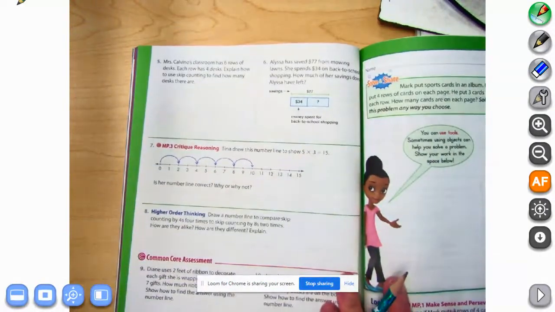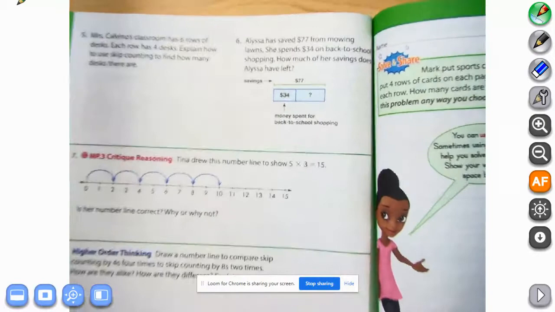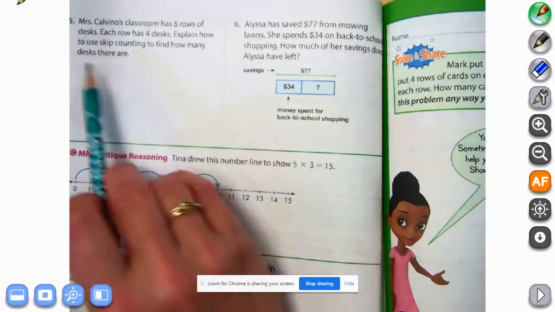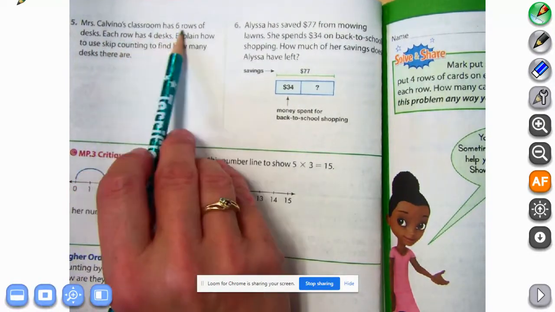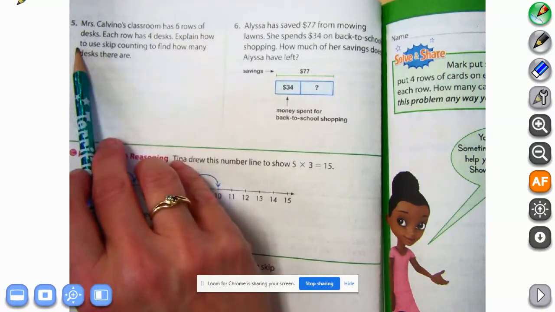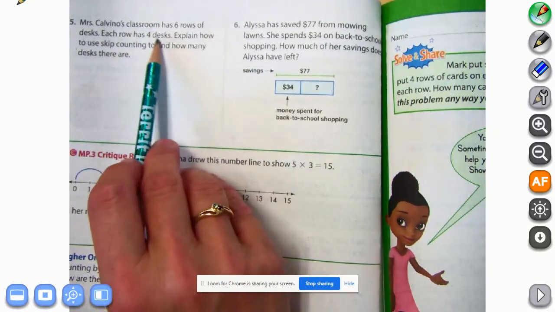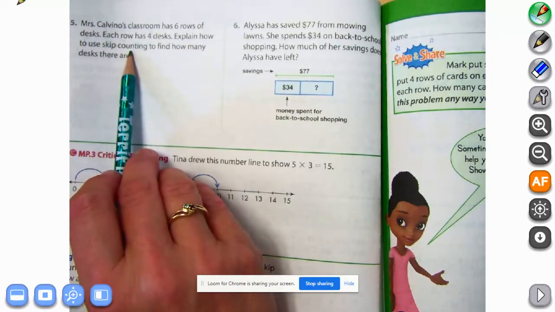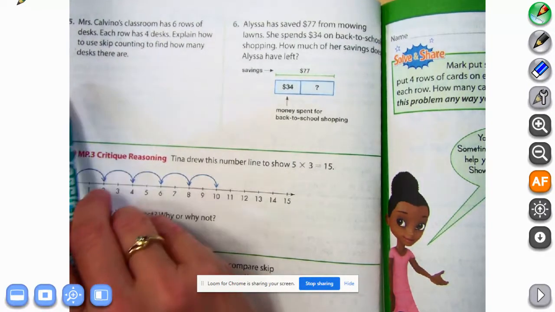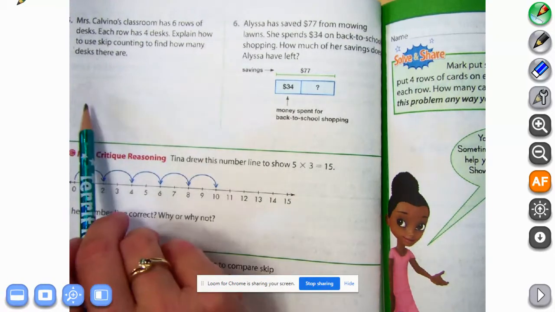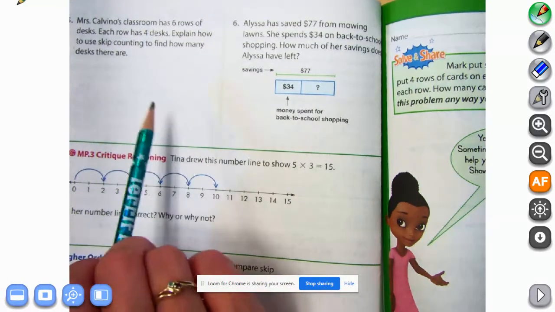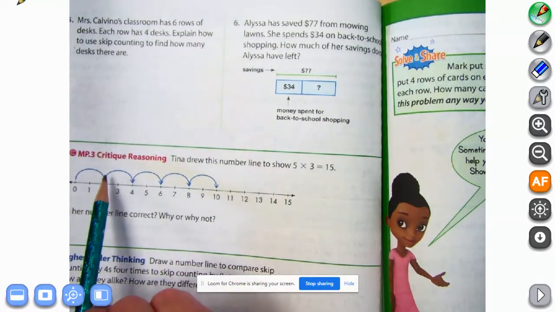Okay. On the back side, number 5, Mrs. Calvino's classroom has 6 rows of desks. Each row has 4 desks, 6 groups of 4. Explain how to use skip counting to find how many desks there are. I would draw a number line here, and I would use your words to show me how many desks there are.